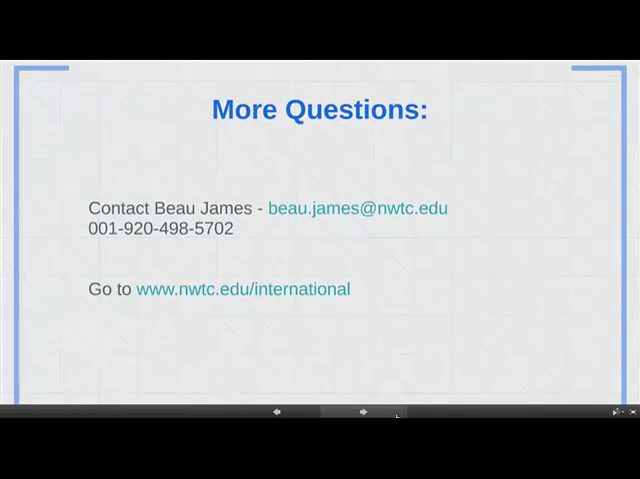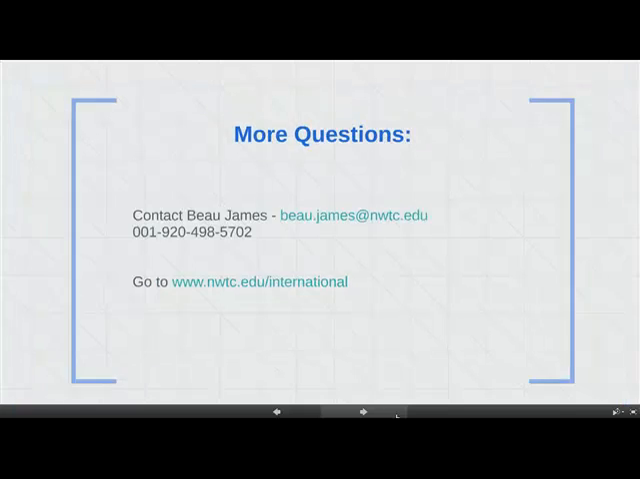If you have further questions, you can contact NWTC International Student Recruiter and Advisor, Bo James, at bo.james@nwtc.edu, or contact him by telephone in the United States at country code 001, area code 920-498-5702.